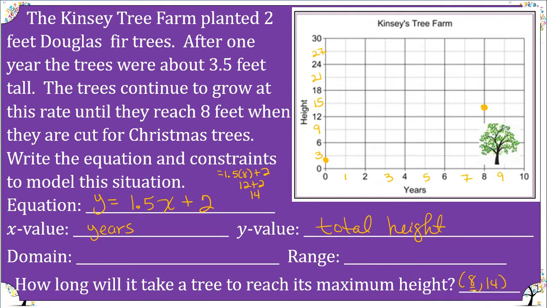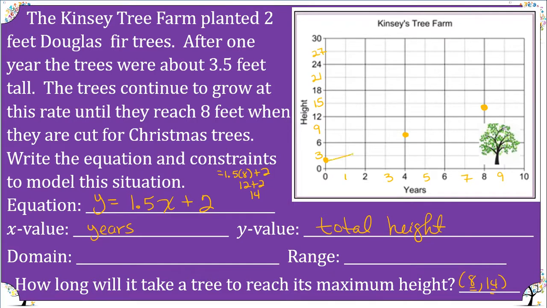So 8 is my X, which is years, and 14 is my height, which is the Y. This is an ordered pair. So let's just do one more point in between. And let's just pick 4. So when I plug in 4, I'm just going to use my calculator right quick. So 1.5 times 4 plus the 2 is 8. So in 4 years, the trees will be about 8 feet.